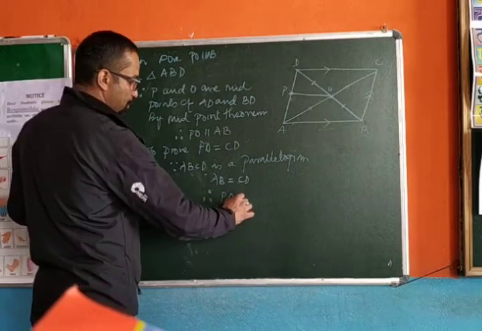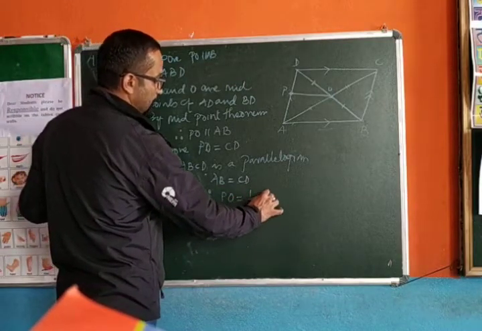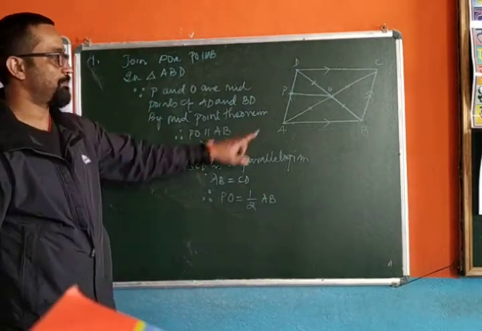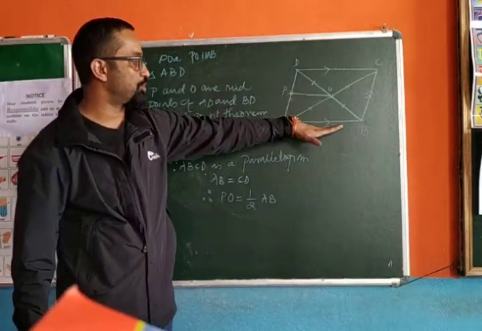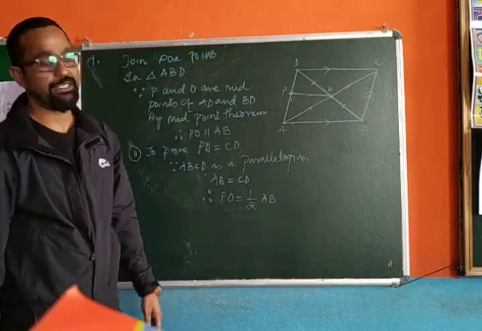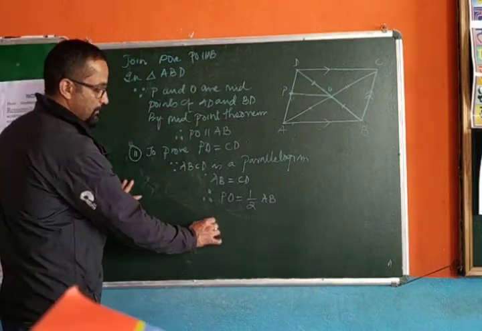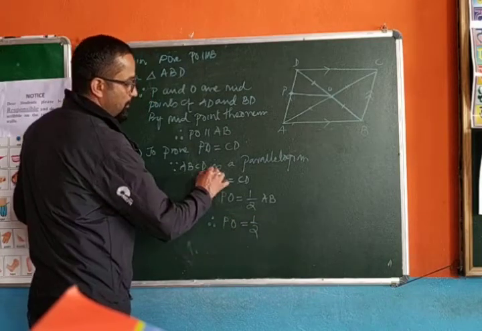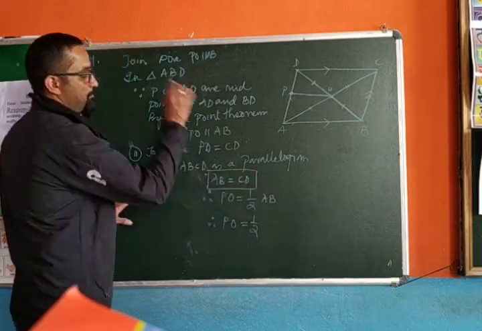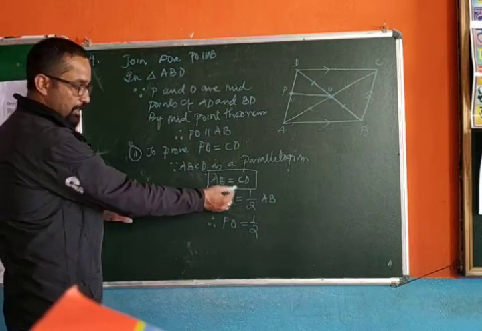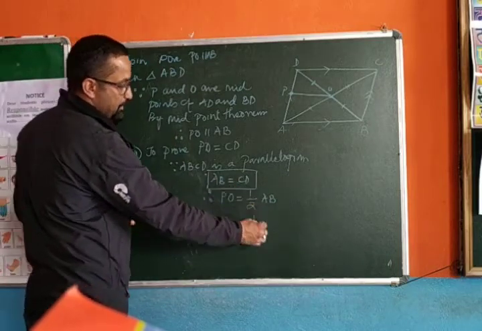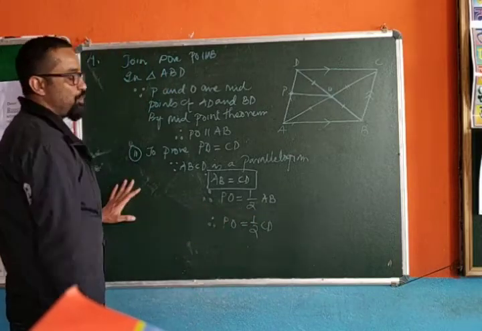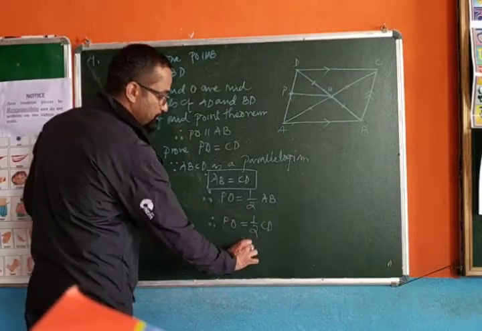PO is equal to half of AB. By the midpoint theorem, PO is equal to half of AB. Sides are parallel and equal, so AB will be replaced by CD. Therefore, PO is equal to half of CD, proved.